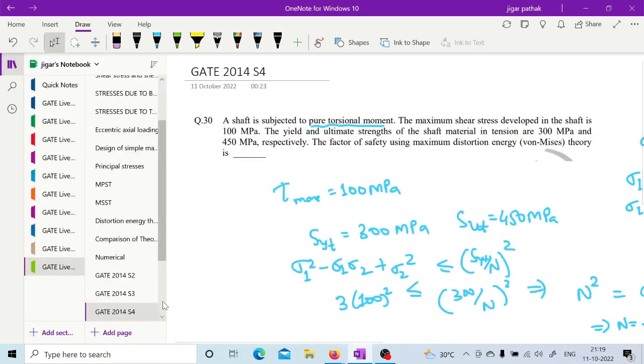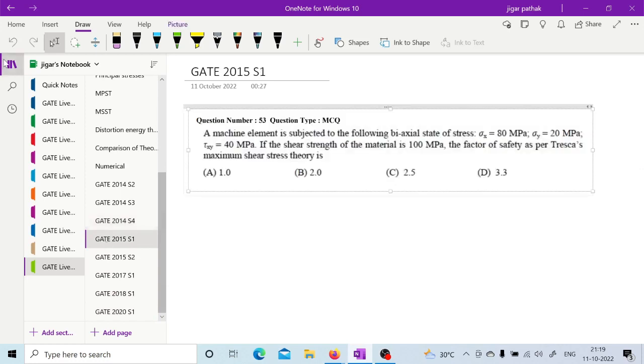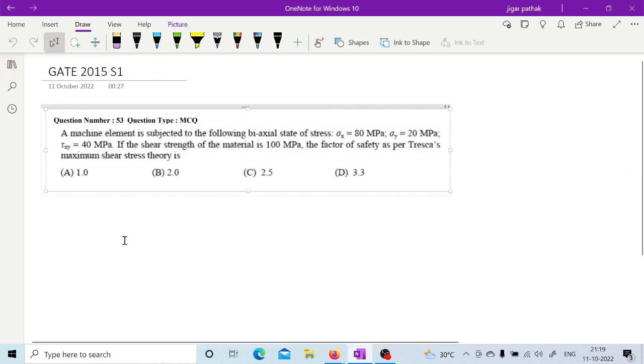That is 2015 session 1. A machine element is subjected to the following biaxial state of stress: sigma x is equal to 80, sigma y is equal to 20, tau xy is equal to 40 megapascal. If the shear strength of the material is 100 megapascal, the factor of safety as per Tresca's maximum shear stress theory is. Can you calculate this? Yes.